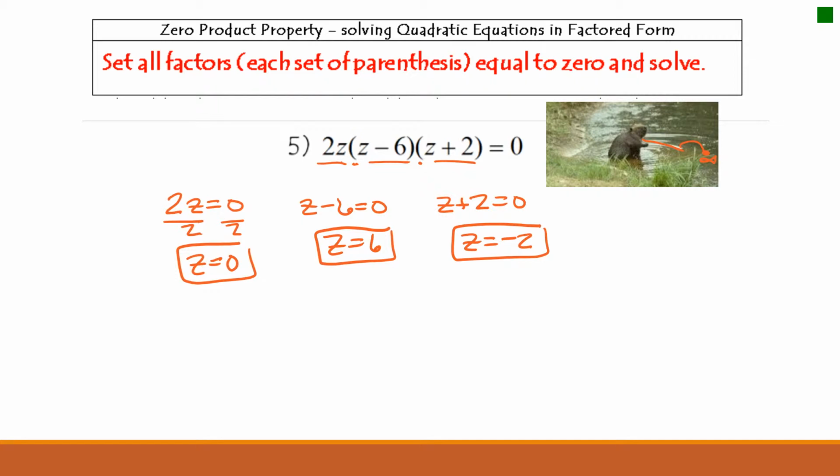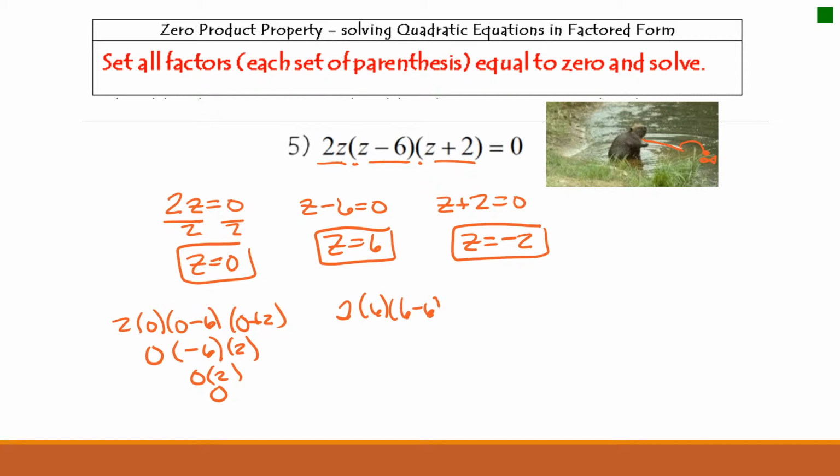Put 0 back here. 2 times 0 times 0 minus 6 times 0 plus 2. 2 times 0 is 0 times negative 6 times 2. 0 times negative 6 is 0 times 2 is 0. Put 6 in here. 2 times 6 times 6 minus 6 times 6 plus 2. 2 times 6 is 12 times 6 minus 6 is 0. 6 plus 2 is 8. 12 times 0. Look how this works.